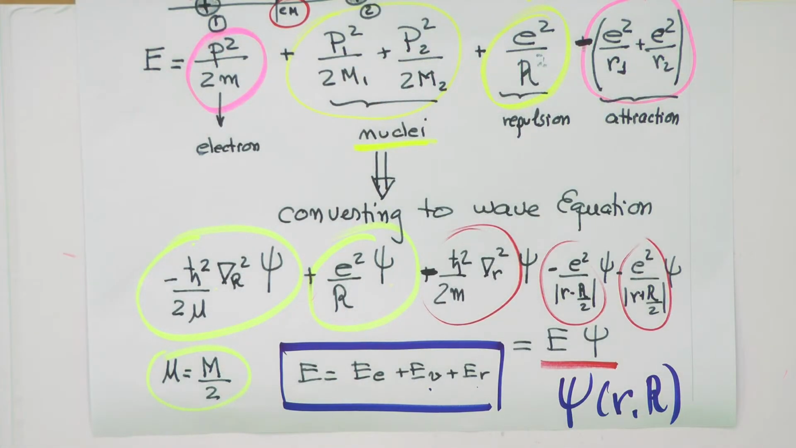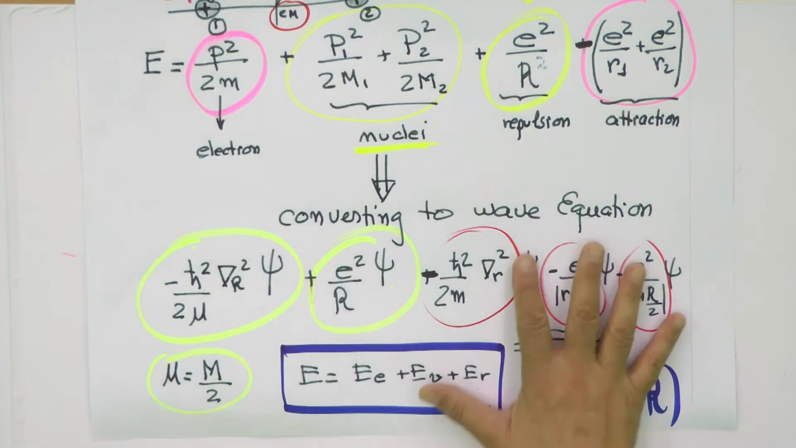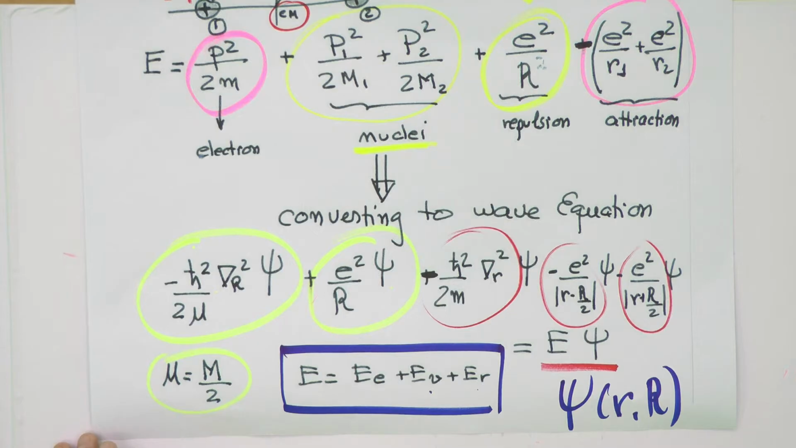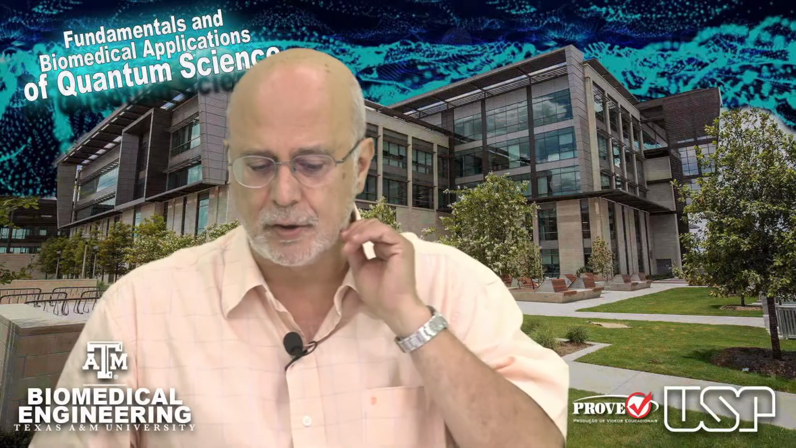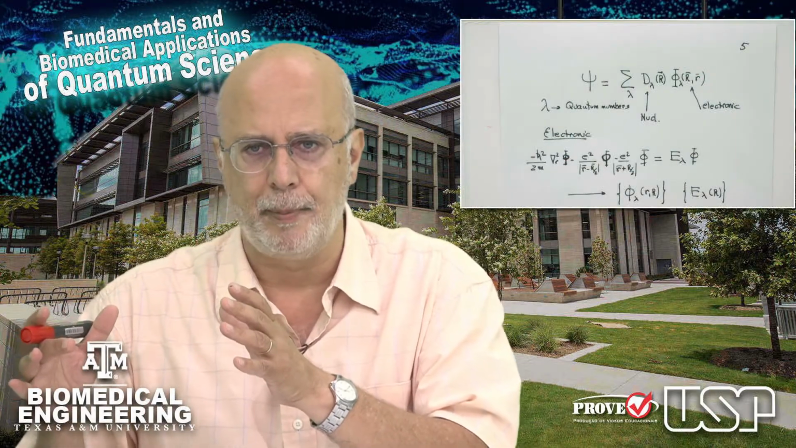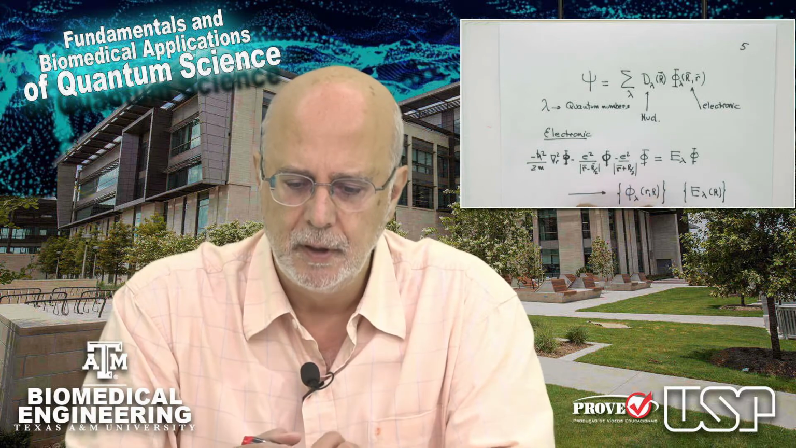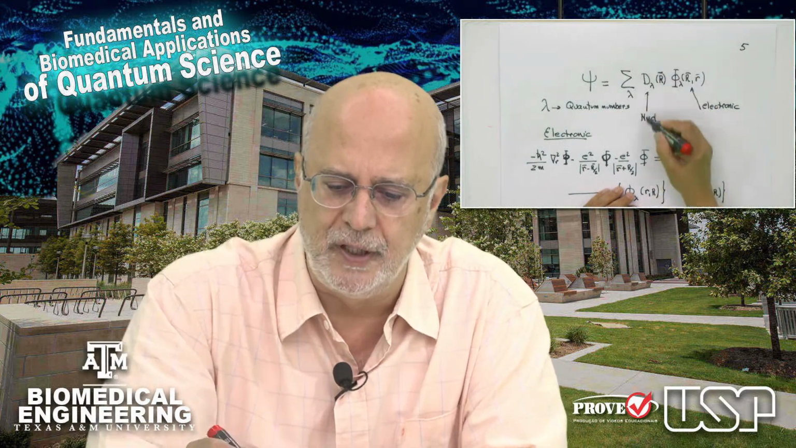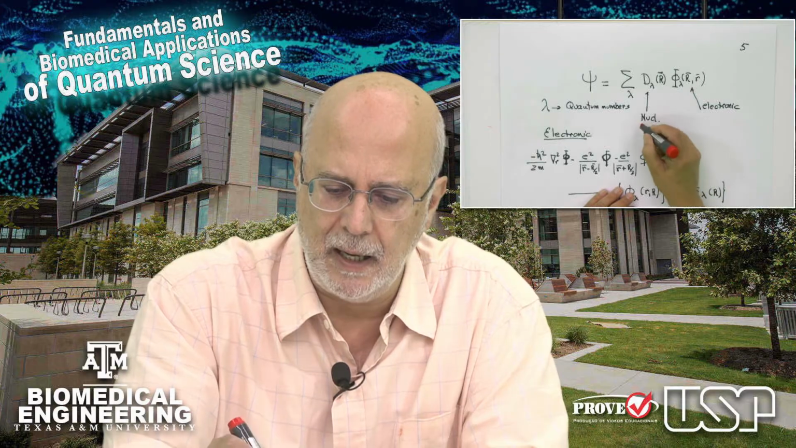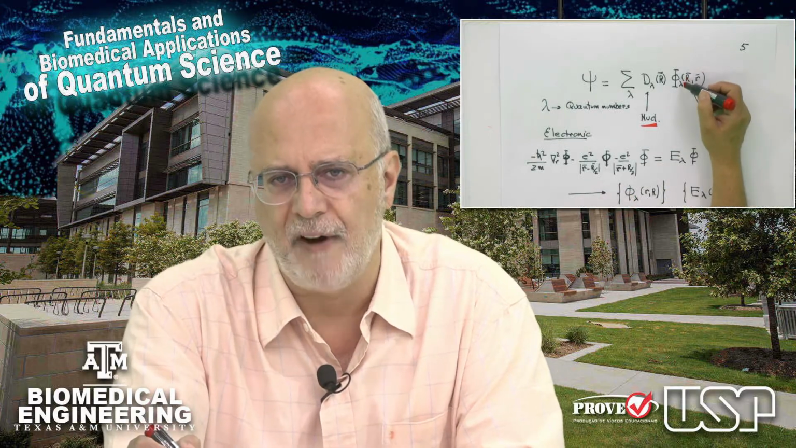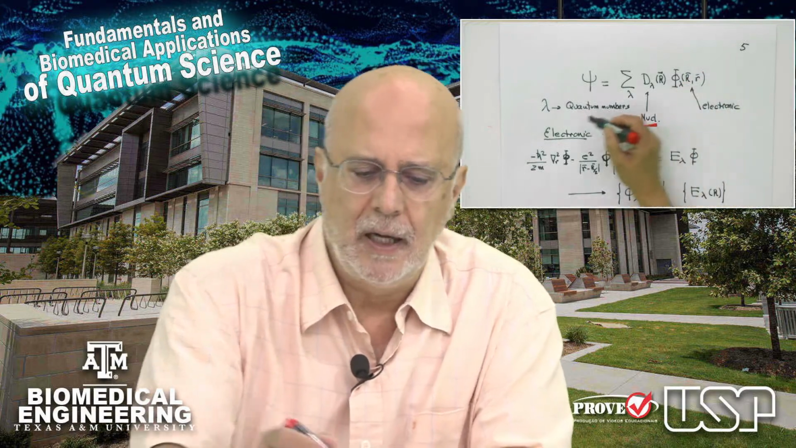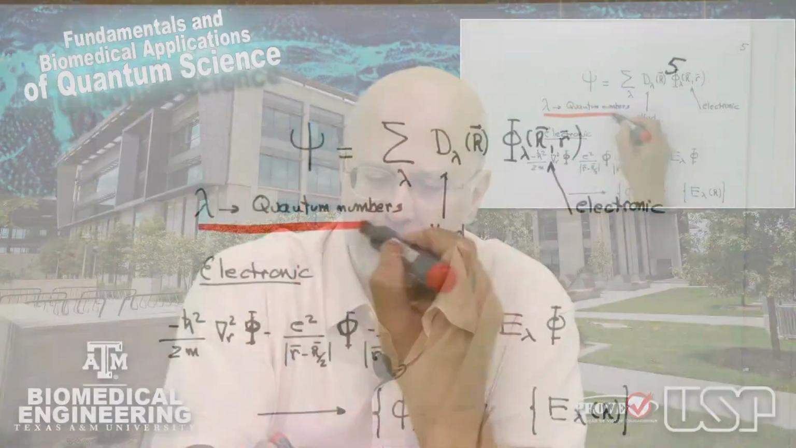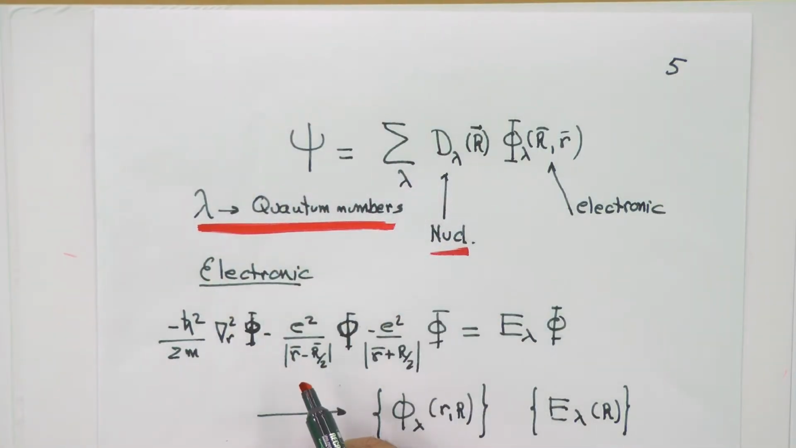So having the Schrödinger equation for this, which has all the terms, the nuclear and the electronic, we can try to solve it. So what's the solution for this problem? Well, the solution for this problem must be an electron part and a nucleus part. The nucleus part we're going to call D. And the electron part we're going to call phi. And there is a sequence of quantum numbers that we're going to represent by lambda.